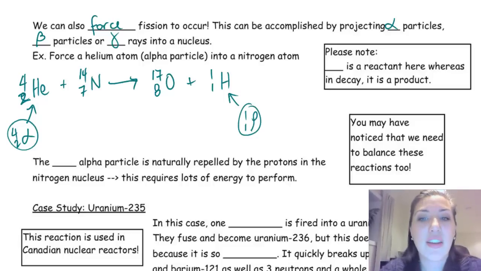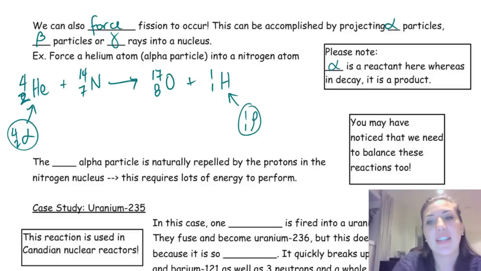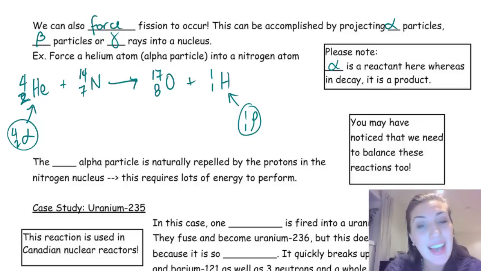So notice here that the alpha particle is in the reactant category. When in alpha decay, the alpha ends up in the product category. So please take note of that when you see alpha or the helium, or even the beta or the electron, or even a neutron in the reactant category, that we're talking about nuclear reactions.